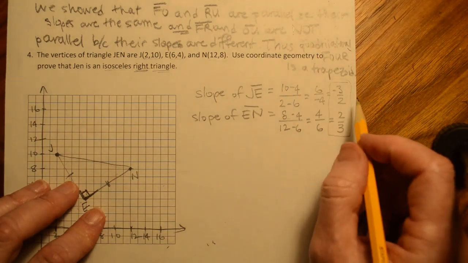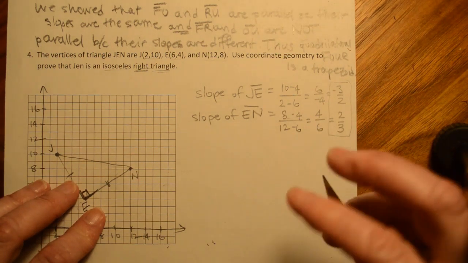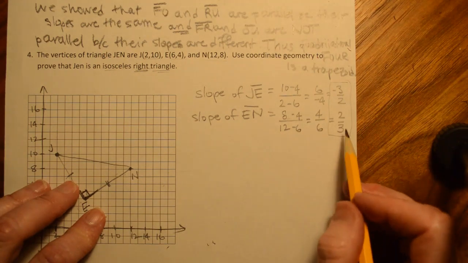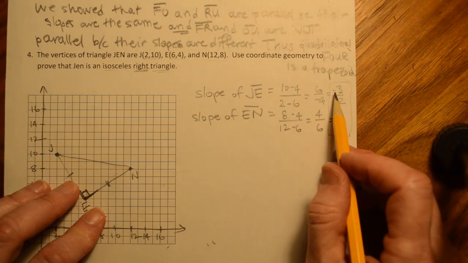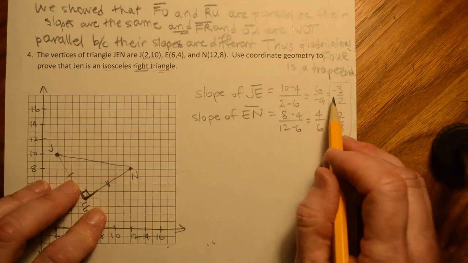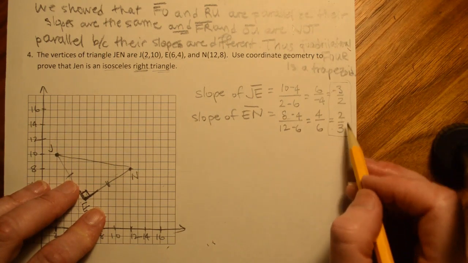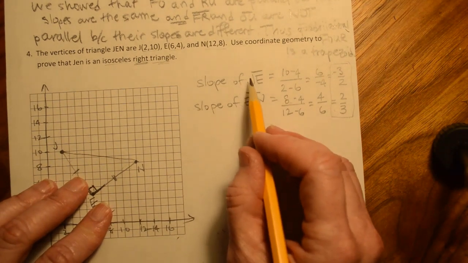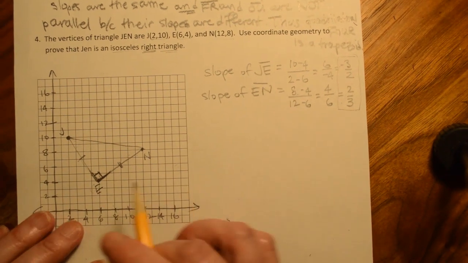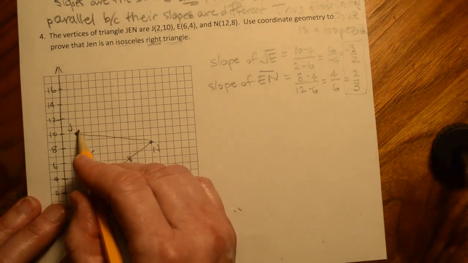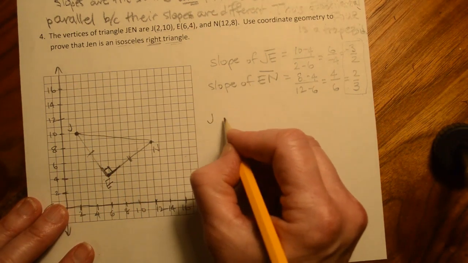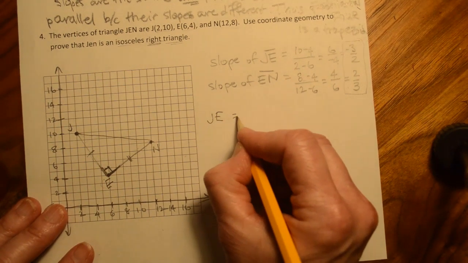In order to be perpendicular, they have to be opposite, which means they have to be the flip of each other. Yes. And, wait, sorry, that was the reciprocal part. The opposite is opposite signs. So this is negative, this is positive, and these are reciprocals. So yes, JE and EN are perpendicular, therefore that's right. Okay, then we have to show that JE and EN are the same distance.